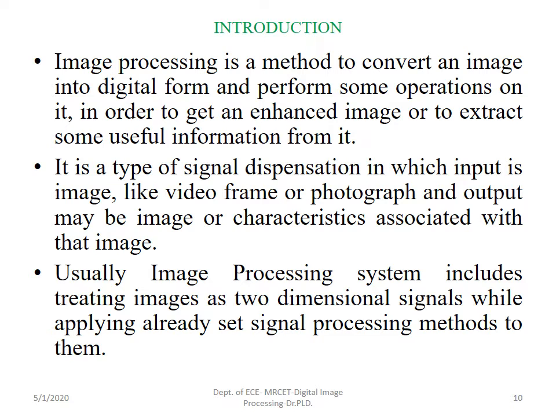It is a type of signal processing in which input is an image, like a video frame or photograph, and output may be an image or characteristics associated with that image. Based on the application point of view, we can extract either output as an image or otherwise attributes from that particular image. So usually an image processing system includes treating images as two-dimensional signals while applying already set signal processing methods to them.